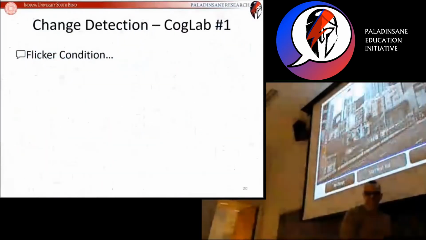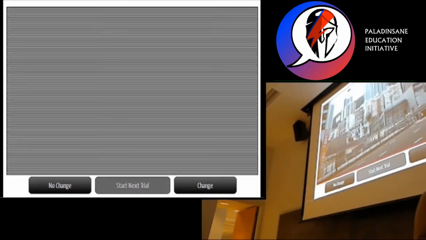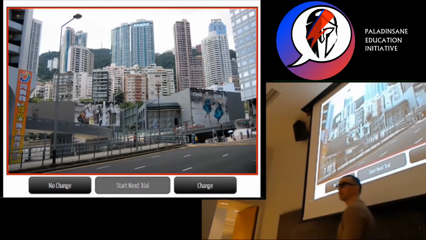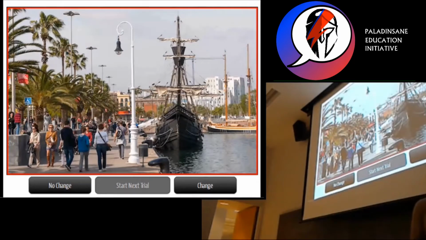Whoops, where am I? I lost track. All right, so this one actually has no change. This one, there's no change between the two. Let's take a look at one where there is a change. And for this one, you can just let me know what is the change as soon as you see it.